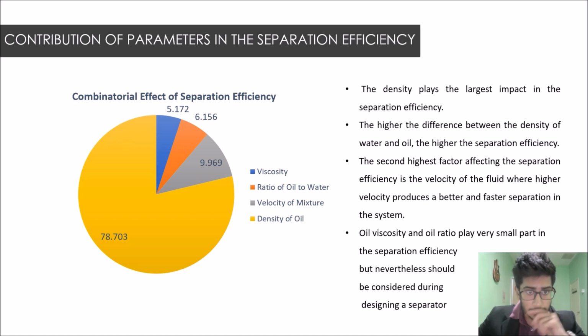So this is the combinatorial effect on the separation efficiency. We can see that the density of oil affects around 78.7% of the separation efficiency. Therefore, the density must be taken into account when designing a hydrocyclone separator. This is followed by the velocity of the mixture, which affects around 10%. If the velocity is too low, we can always boost it up with a pump. Viscosity and ratio of oil play a very small part, but nevertheless they must be considered as well. For viscosity, we can always play around with the temperature to make the viscosity higher or lower. As for the ratio of oil to water, we have to play with the geometry of the hydrocyclone separator itself to make it longer in case the oil ratio is higher.